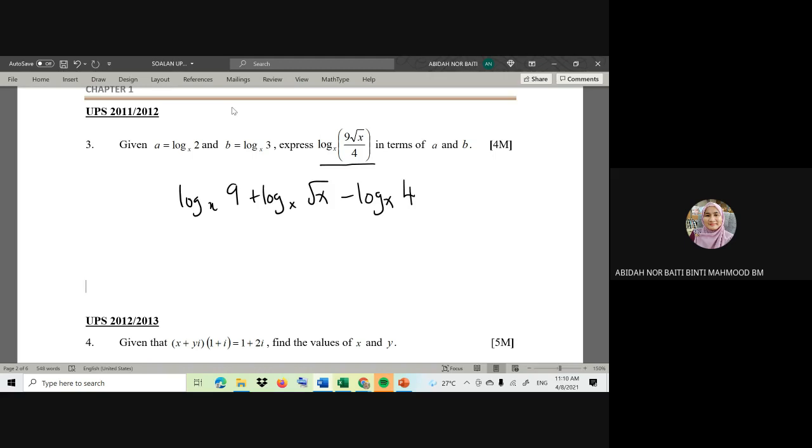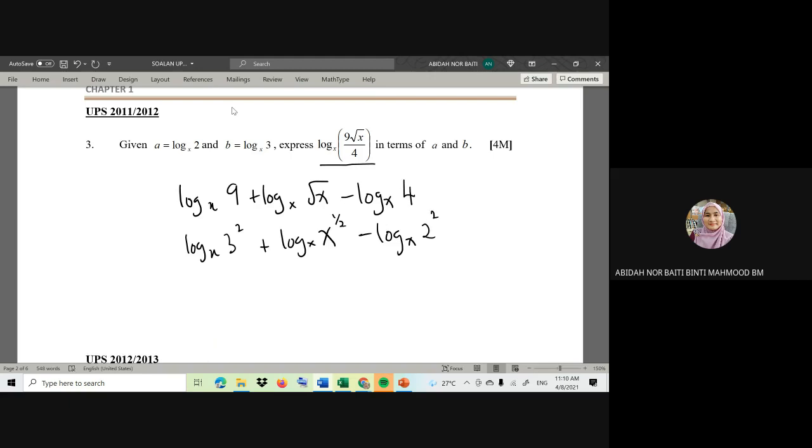What do you do first? Apply law number 1 and number 2. Yes. Okay, and then 9 equals 3 squared, right? Okay, this is x power of half. x power of half is equal to the third x equals x power of half. Okay, minus log 4. 4 equals 2 squared. Okay, we simplify 9, the third form, and 4.